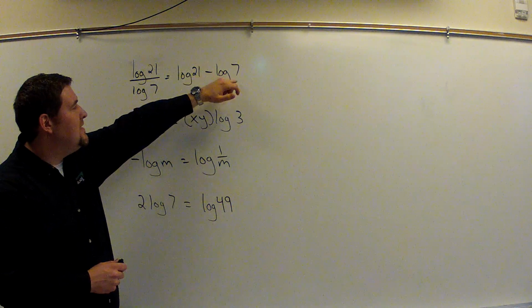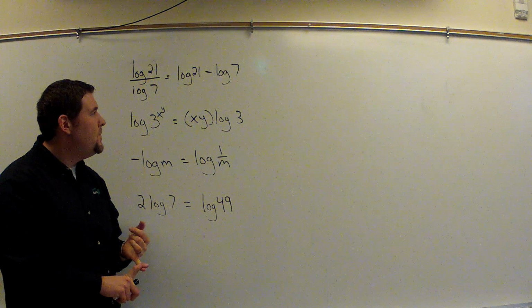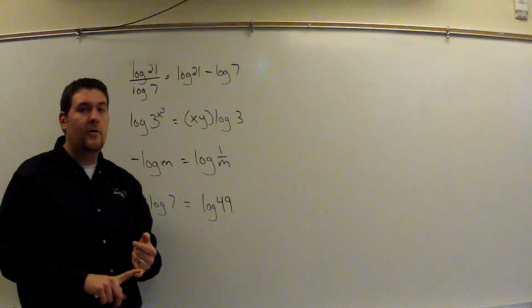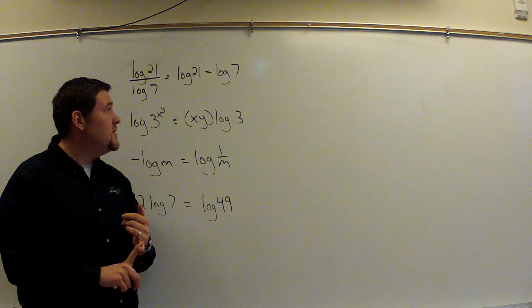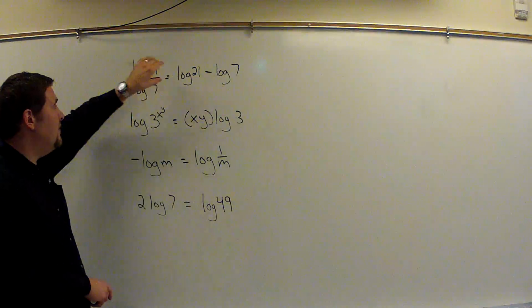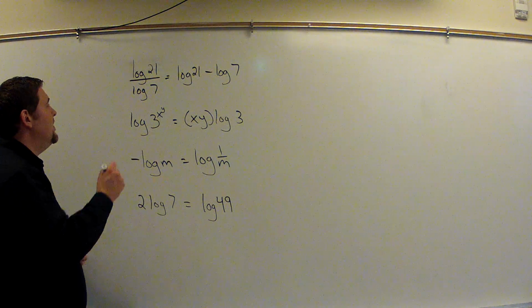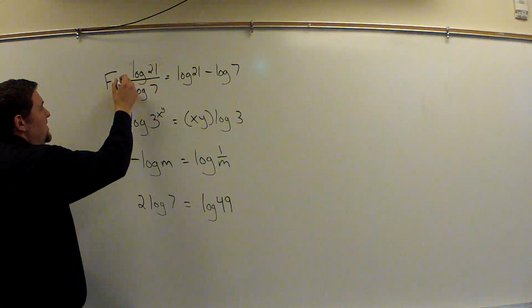If I'm taking the difference, the subtraction of these two, there is a quotient involved. But if you look at the property closely, the quotient is actually involved inside with the two numbers. It's the log of 21 divided by 7, not the log of 21 then divided by the log of 7. That's a different setup. So at this point in time, I'd say this is a false statement.